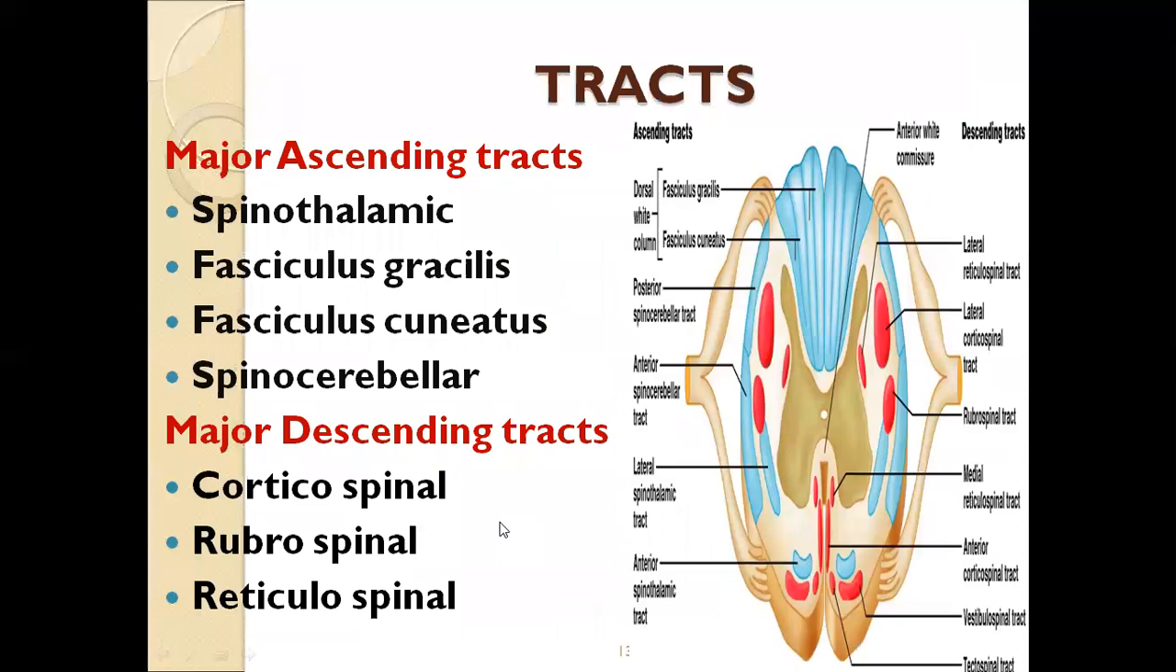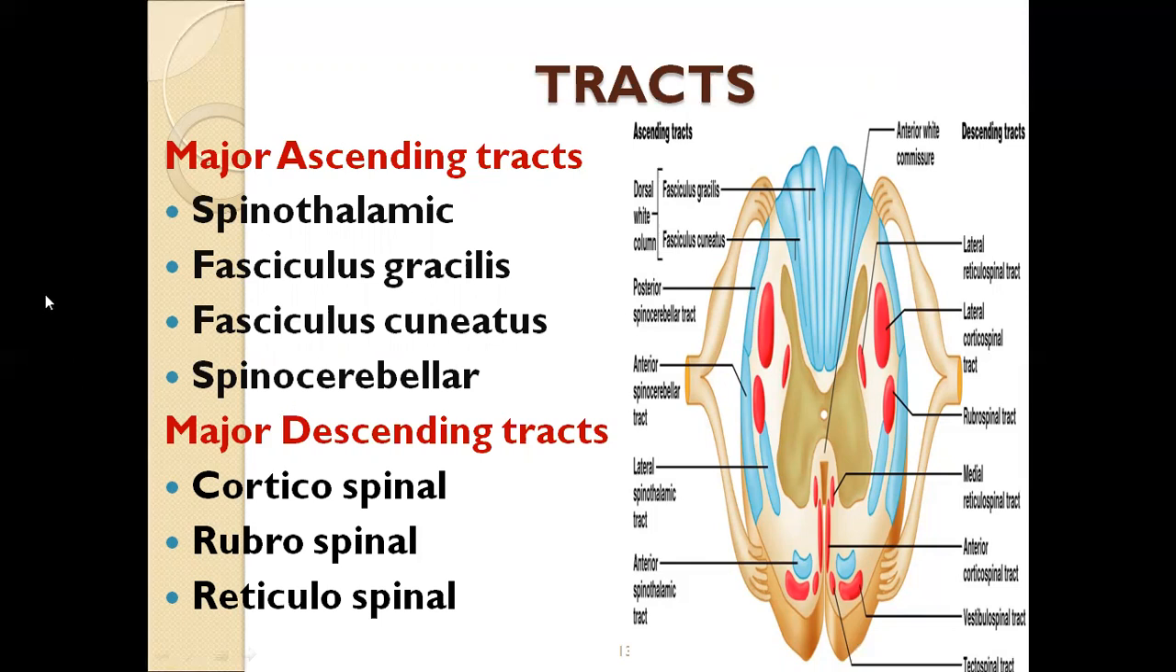Then we have different tracts also in the spinal cord. These tracts you have studied in detail in physiology. We have ascending tracts and descending tracts. In case it is asked in anatomy also, the same thing you have studied in physiology, you can write. The same thing you study in anatomy, you can write in physiology as well. There is no need to get confused. Of course, tracts are tracts only, wherever you study.